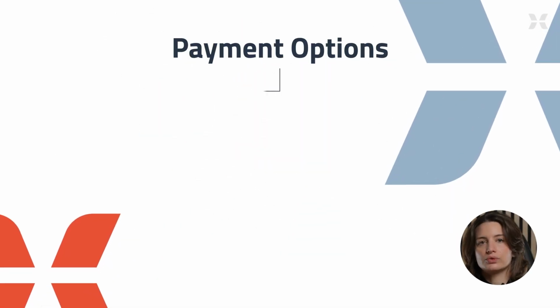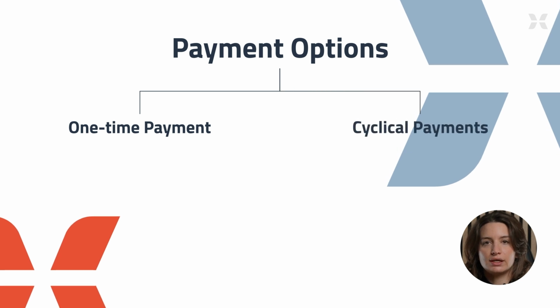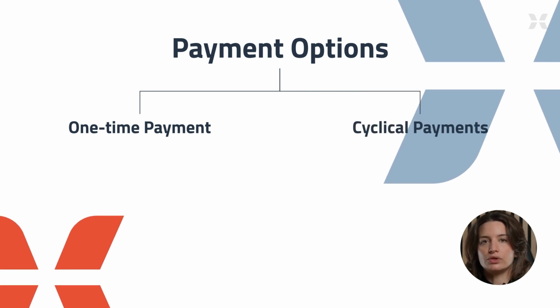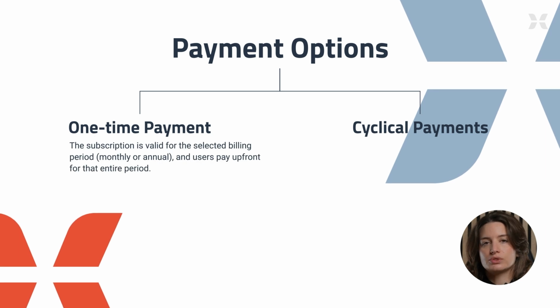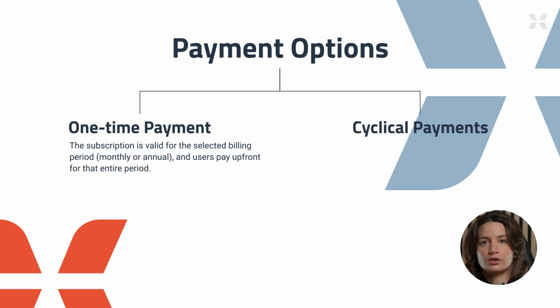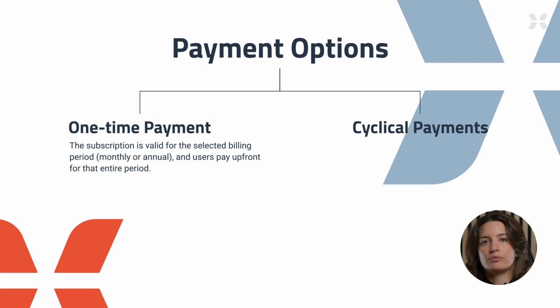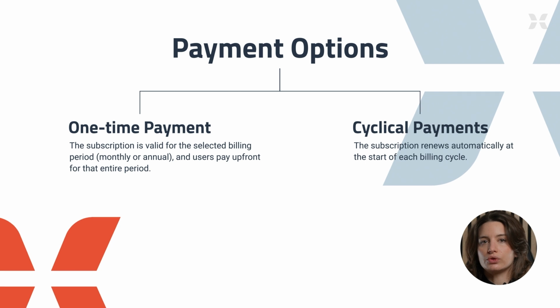Payment options include either a one-time payment for the entire billing period or a cyclical payment, which automatically renews at the end of each cycle. For one-time payments, the subscription remains active for the selected duration, monthly or annually, after an upfront payment is made. With cyclical payments, subscriptions renew automatically at the beginning of each billing cycle.